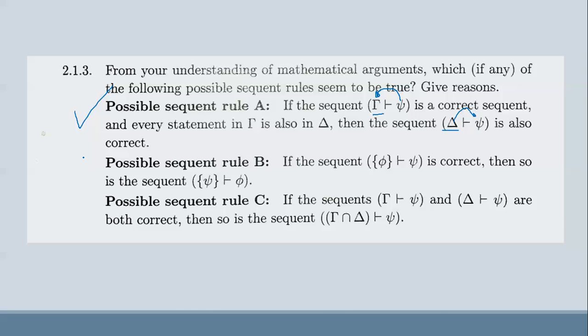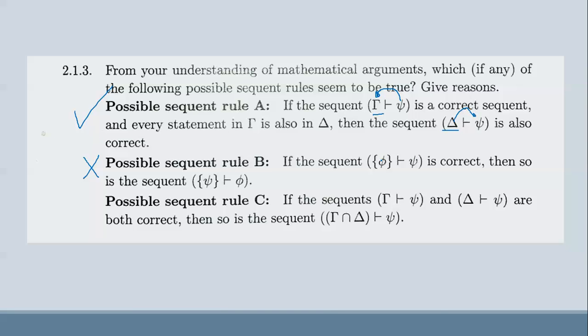Possible sequent rule B: if the sequent, the singleton set phi entails psi, is correct, then so is the sequent, singleton set psi entails phi. That is not a true rule, and it's not true because just because one statement entails another doesn't mean that second statement entails the first.